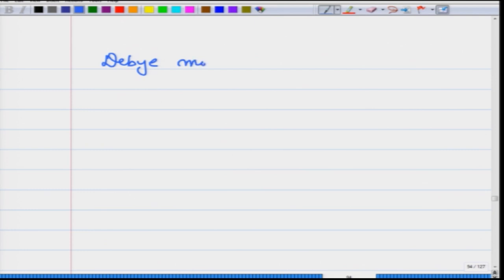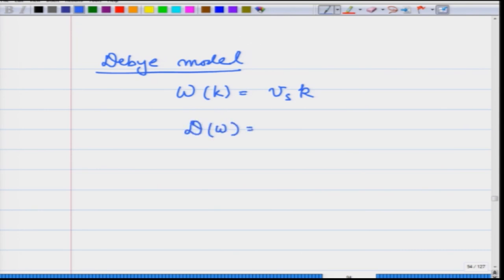And we also had the Debye model, in which case we assumed that omega as a function of k is always equal to v sound times k, that is a linear dispersion, and in that case the density of states D of omega came out to be V over 2 pi squared, omega squared over v s cubed. So, this changes with the frequency.